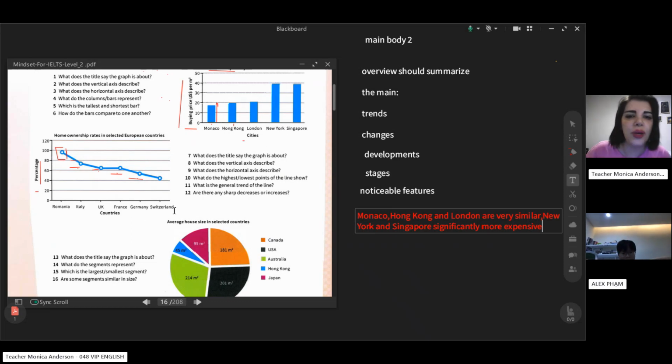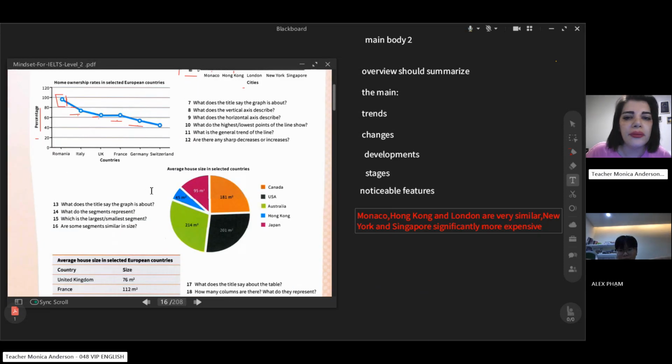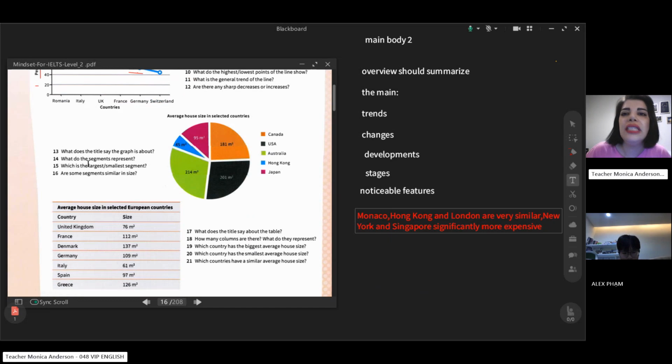So this one, now 13. About the pie chart, what does the title say the graph is about? So the title is, "Average house size in selected countries." Yeah, of course, average house size in selected countries. And what do the segments represent?